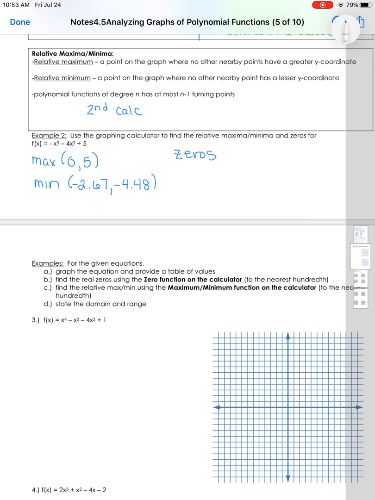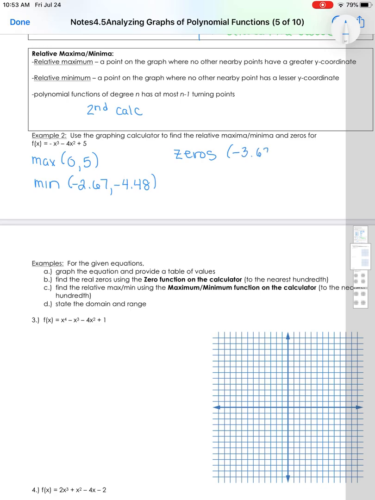All right. Now in terms of zeros, if we hit zoom 6 again to see what the graph looks like, that's how many times it crosses the x-axis. In this case, it crosses 3 times. So we have to do one at a time. We're going to hit second calc again, and hit number 2 for the 0. What I would suggest is going all the way to the left first. Just pick one direction, left or right. It doesn't matter though.